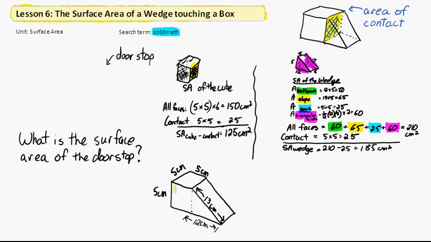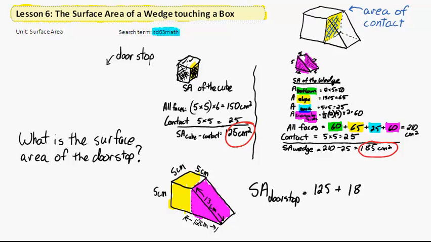Okay, here we are. The surface area of the doorstop is the surface area of the cube that is not lost by being in touch with the wedge, plus the surface area of the wedge itself minus the area lost because it's touching the box. So that simply is the surface area of the doorstop is equal to 125 centimeters squared plus 185 centimeters squared. 125 plus 185, which is equal to 310 centimeters squared.